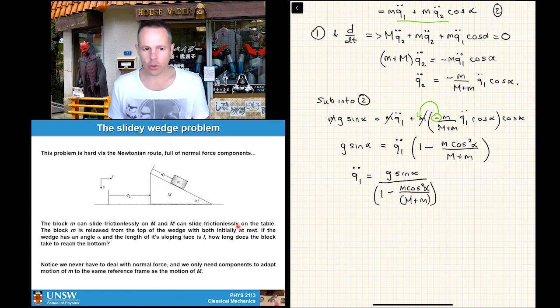And of course, if you have a look at this thing, you'll notice that alpha's a constant, g's a constant, m's a constant, and M's a constant. So this thing actually is just a constant.